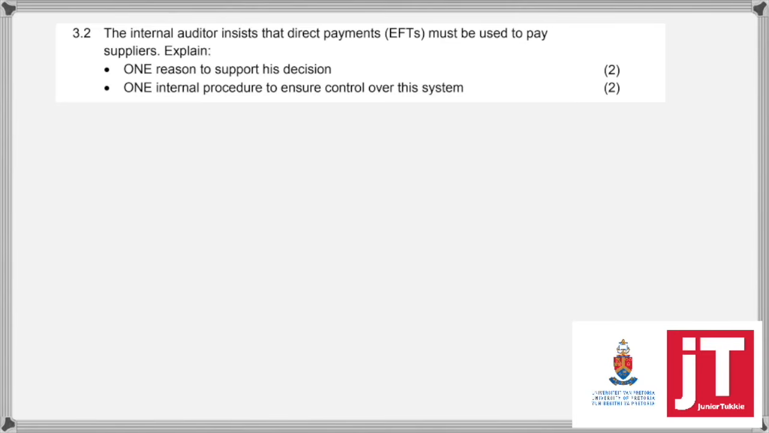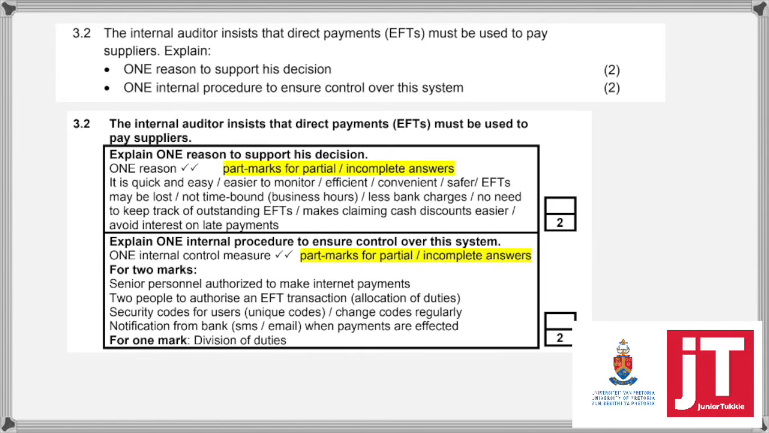We also need to look at what procedures we need to put in place, internal control, to ensure that no unauthorized payments are being made. If I look at the memo, they've asked for one reason, which is 2 marks, and one internal procedure, which is equal to 2 marks.